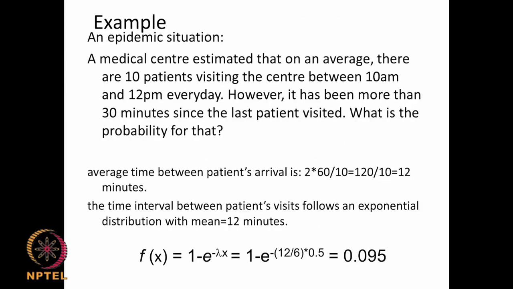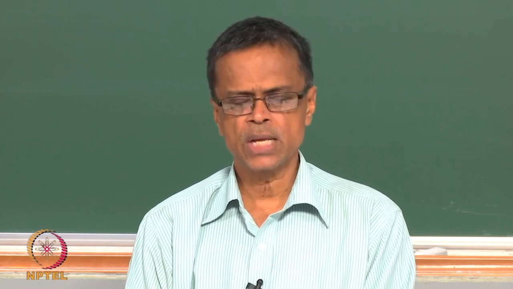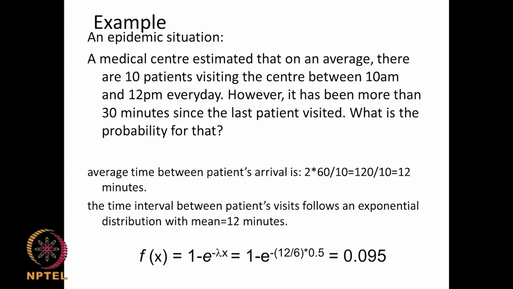An epidemic is happening. When there is an epidemic, you will have patients coming regularly to clinics, so their time of arrival could be modeled using an exponential distribution function. A medical center estimated that on average there are 10 patients visiting the center between 10 a.m. and 12 p.m. In that 2 hours, 10 patients come in. However, it has been more than 30 minutes since the last patient visited. What is the probability for that? So for 30 minutes nobody came, what is the probability of that?